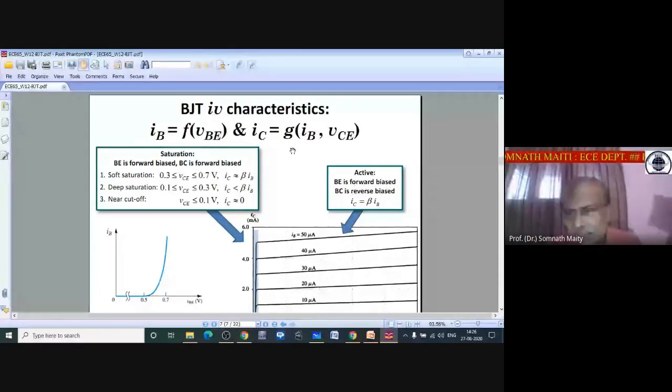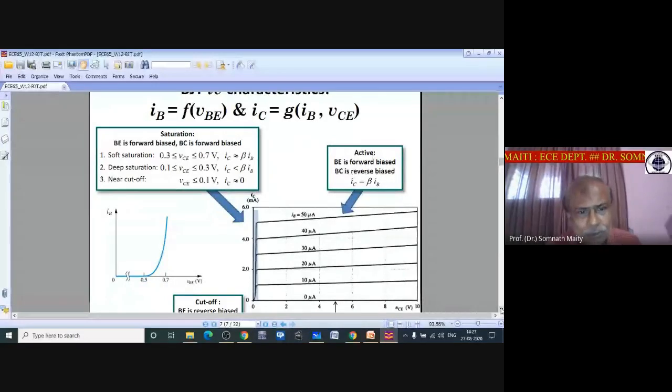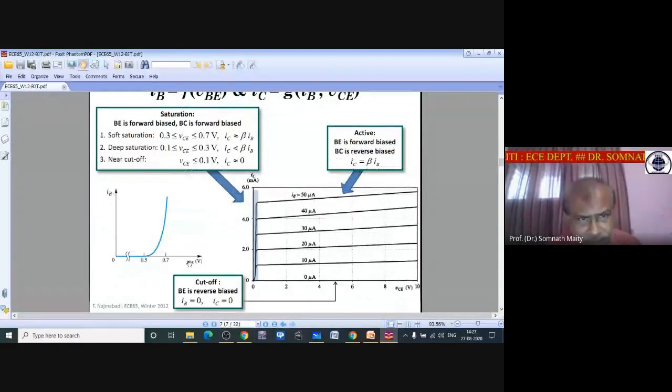So this is shown here. Base current: if you plot against base to emitter voltage, that is the independent variable. IB is a function of VBE. If you vary this, output current will vary. So you will have a plot like this. This is similar to your PN junction diode. The current will increase after a certain voltage, that is 0.5 or 0.6.